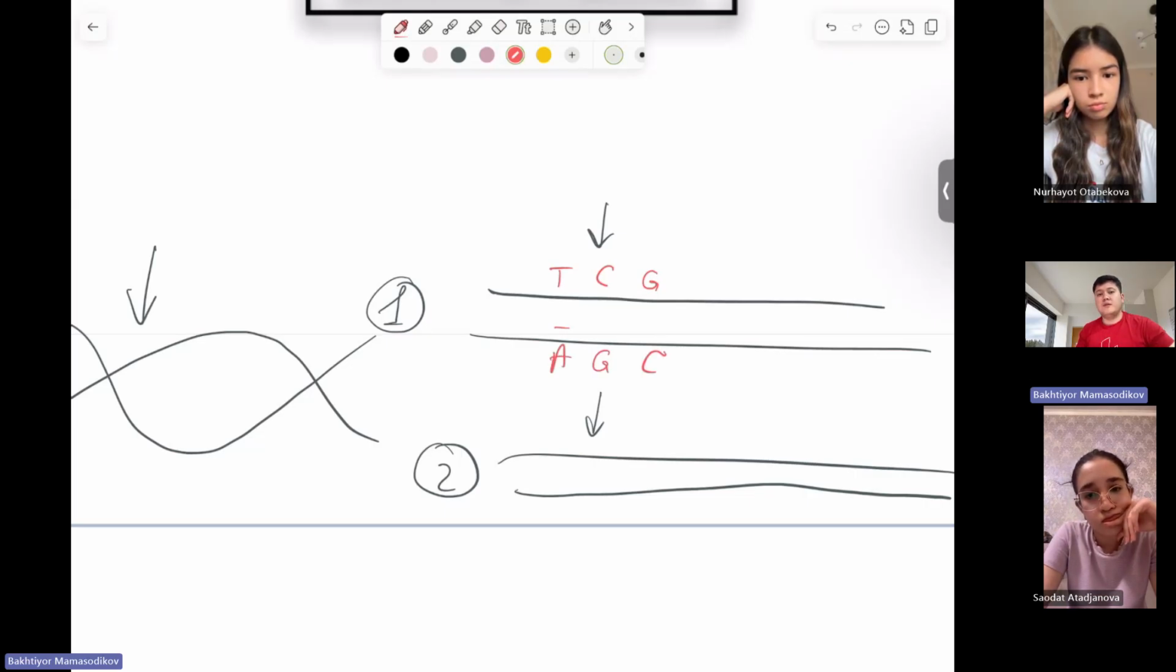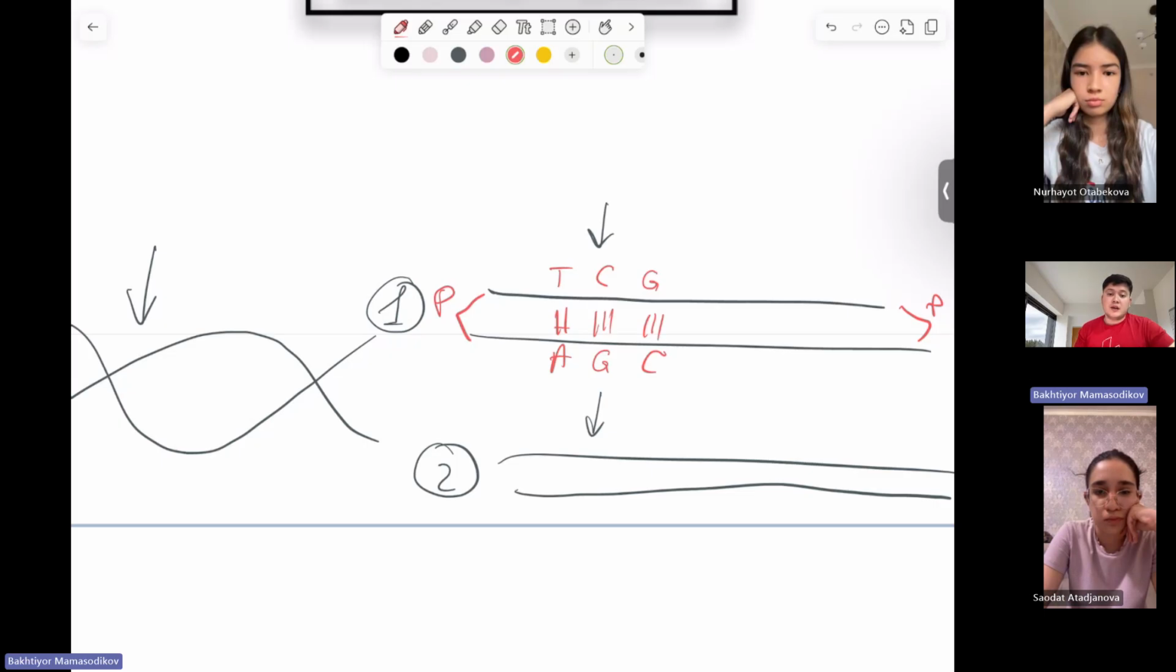Hydrogen bonds should form between the base pairs, right? And the sugar-phosphate backbone should connect the sides. This backbone should connect the two sides, the phosphate backbones, right? So hydrogen bonds are now going to form between adenine and thymine. Two hydrogen bonds form there, and between cytosine and guanine, three hydrogen bonds are going to form.